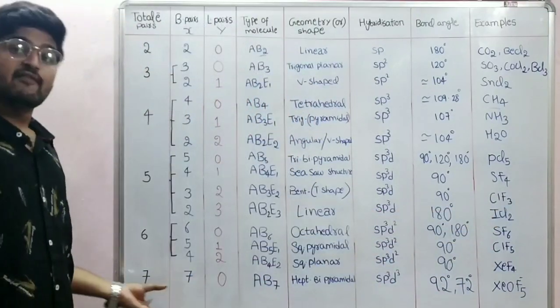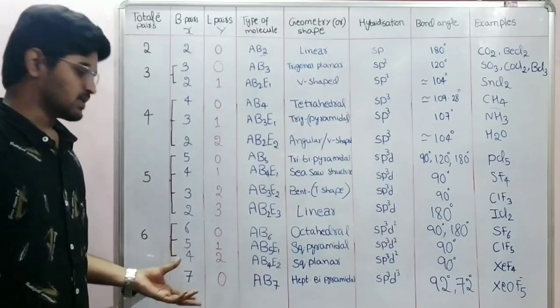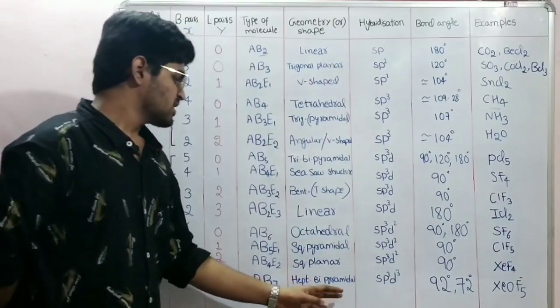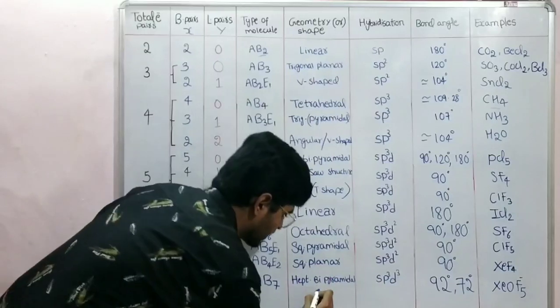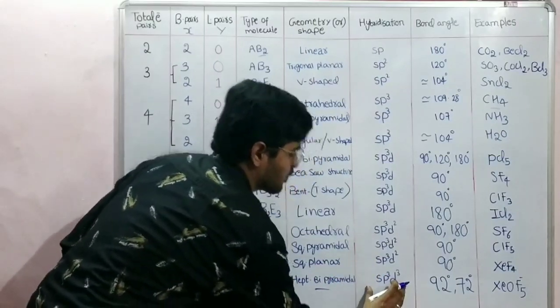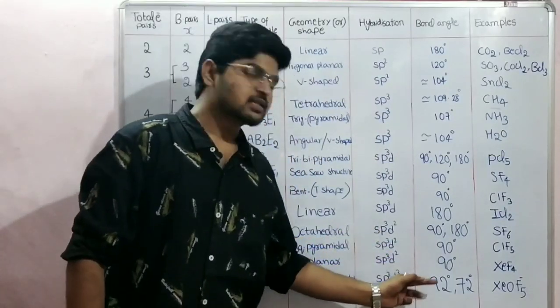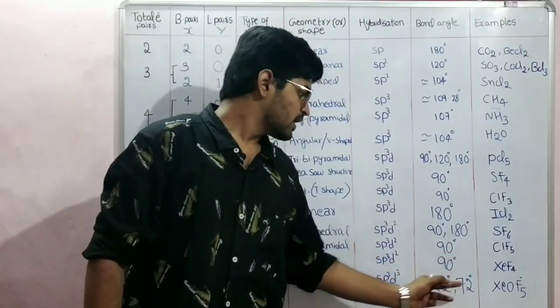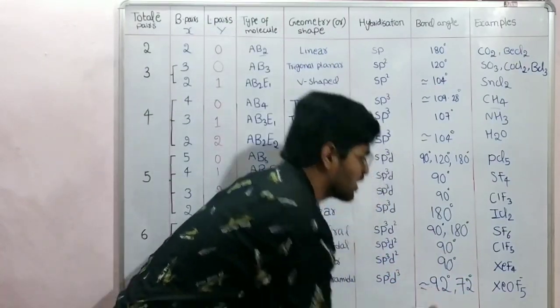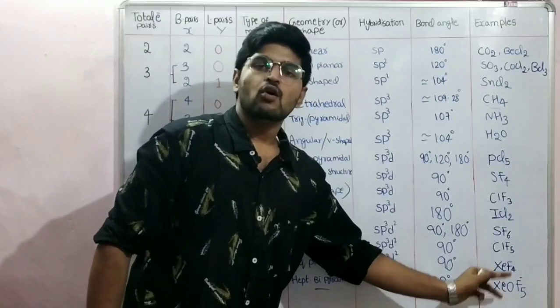If we have 7 electron pairs, 7 bond pairs, that means AB7, having the shape pentagonal bipyramidal and the hybridization is sp3d3 with 2 bond angles 90 degrees and 72 degrees approximately. And the example is XeOF5.